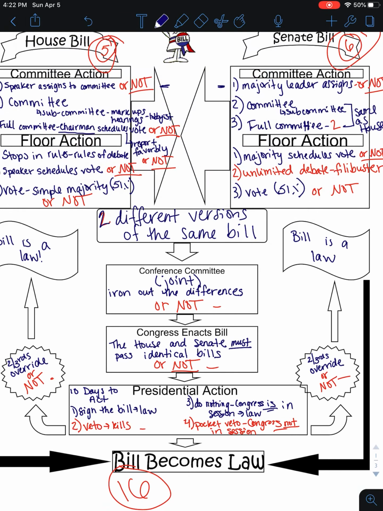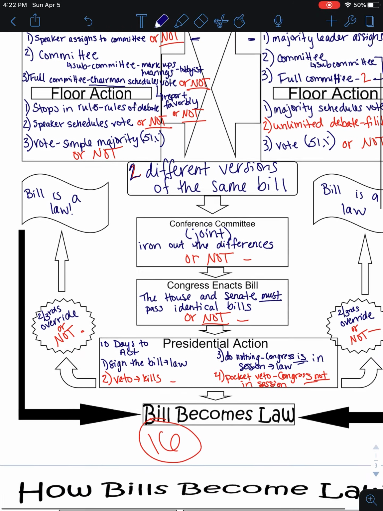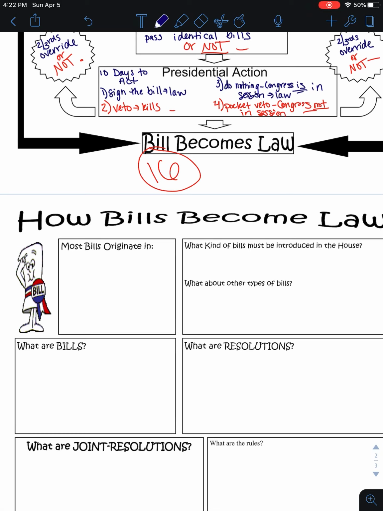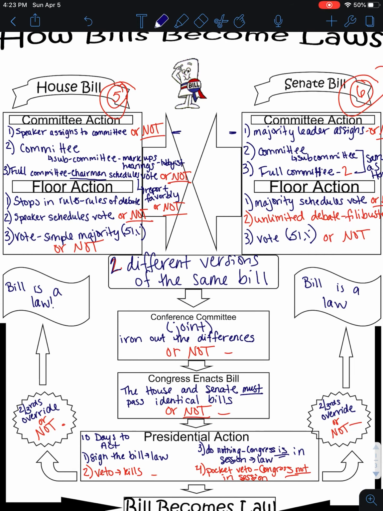Now, on the back side of your note-taking sheet or on the second page, it asks you some questions to use the knowledge that we just went over. So, for example, you should know from your Congress notes that most bills originate in the House. So these are just simple questions with simple answers. What kind of bills must be introduced in the House? Tax bills. Okay, so just go through, answer these questions, make sure you understand them. If you have any questions, don't hesitate to ask. Also, don't hesitate to give me feedback on whether or not you liked taking notes this way. I will also attach this document to our Schoology so you can have a hard copy of this as well.